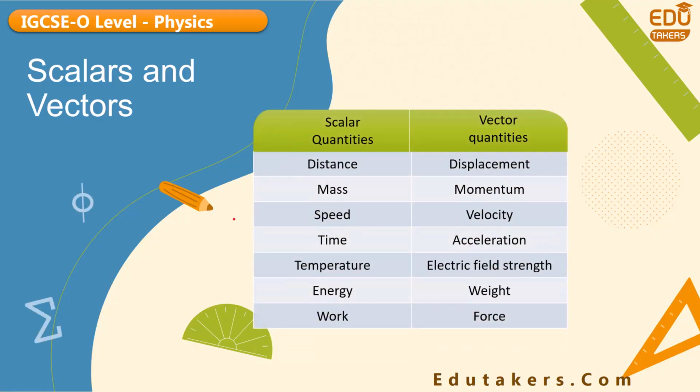There are some more scalar and vector quantities. For example, distance. Distance is a scalar quantity because it has only magnitude and unit, while displacement is a vector quantity because it involves direction. Suppose a car is moving and covers 20 km towards north. Here 20 km is the magnitude and unit, while north is direction. That's why displacement is a vector quantity.